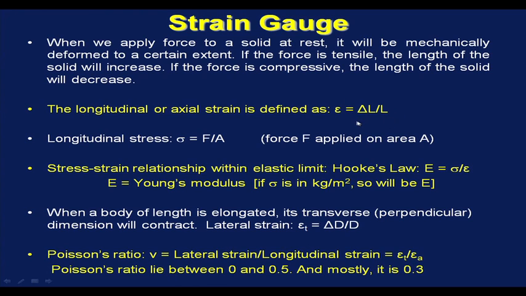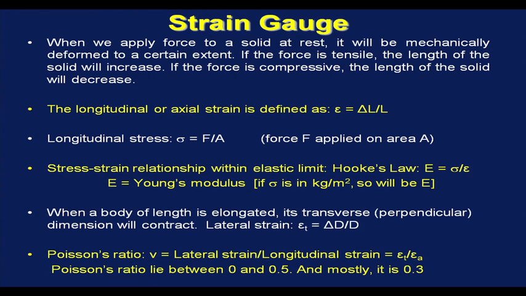Strain is unitless because it is a ratio of two lengths. So, if stress is in kg per meter square, Young's modulus will also be in kg per meter square. When a body of length is elongated, its transverse or perpendicular dimension will contract. We call this lateral strain, which can be represented as delta D divided by D, where delta D is the change in diameter and D is the original diameter.